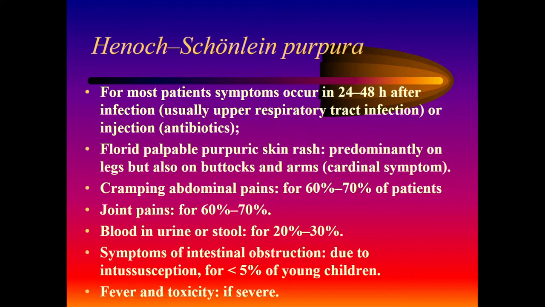Cardinal symptoms: cramping abdominal pain for 60 to 70% of patients, joint pains for 60 to 70%, blood in urine or stool for 20 to 30%, symptoms of intestinal obstruction due to intussusception for less than 5% of young children. Fever and toxicity if severe.